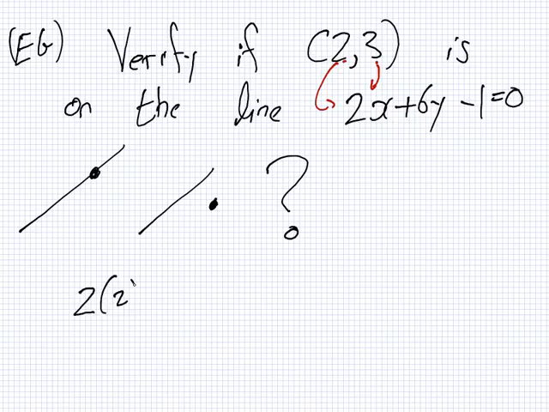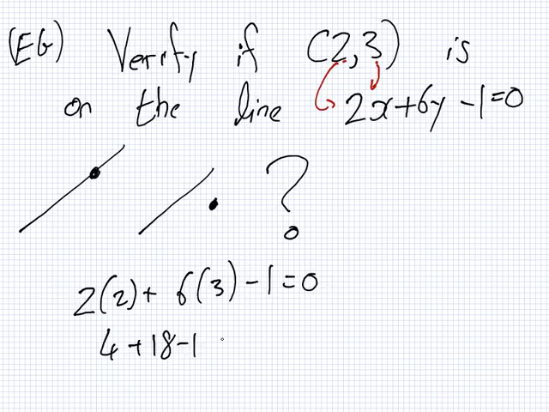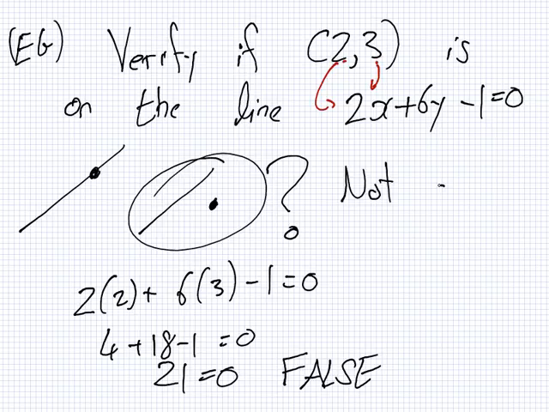2 times 2 plus 6 times 3 minus 1 equals 0. So that's 4 plus 18 minus 1 equals 0. What's that now? 21 equals 0. This is false. So the answer is this one. It's not on the line. Very good, very good. Can I continue? You have this?